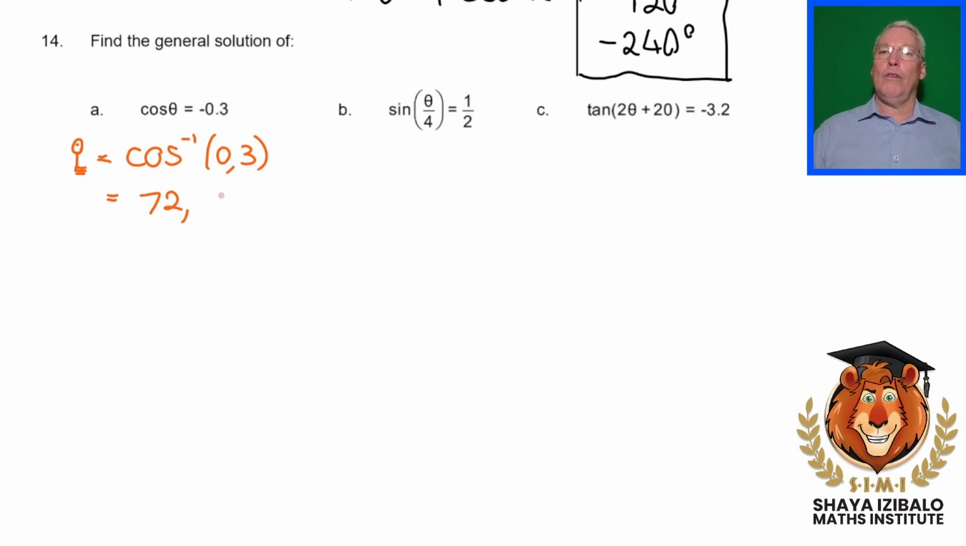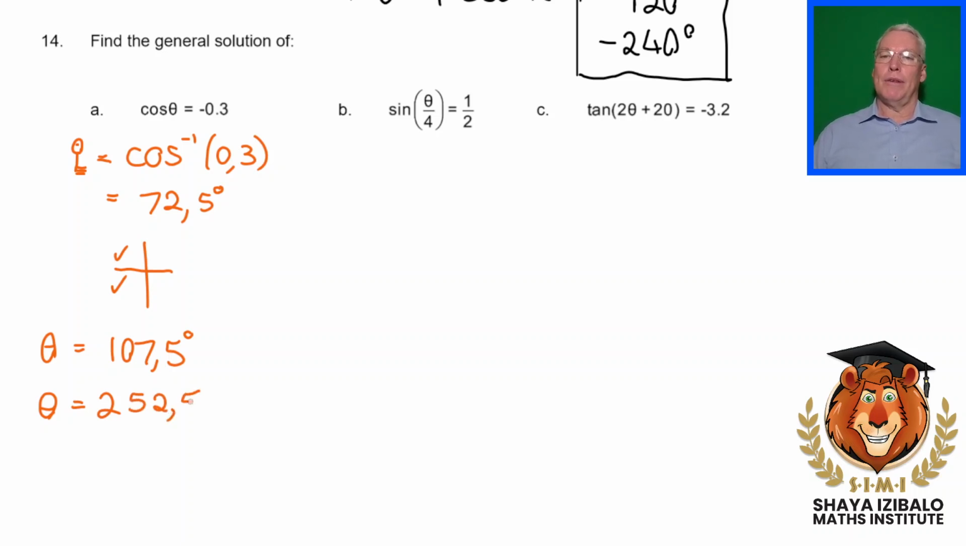Then we ask ourselves, which quadrants do we want to be in? Remember, we're talking here about cos being negative. Cos will be negative in quadrant 2 and quadrant 3. Remember, we only use our horizontal axis to get into these quadrants. So one answer is going to be 180 minus 72,5, which is 107,5 degrees. And the other one is going to be 180 plus 72,5, which is 252,5 degrees.